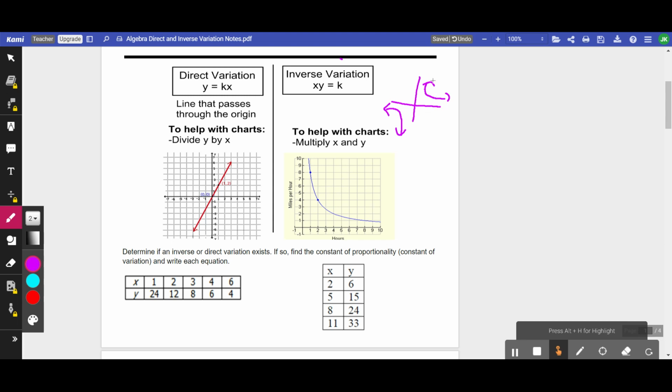If you have a set of ordered pairs, or if you're dealing with a table, you can remember the D's go together. So direct divide, which means if you're dealing with a set of ordered pairs or a table like this, when you divide, you'll have to divide the y by the x. So the D's go together, like I said. Direct divide.